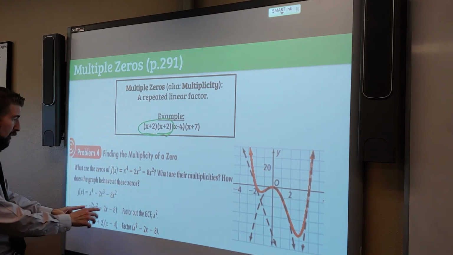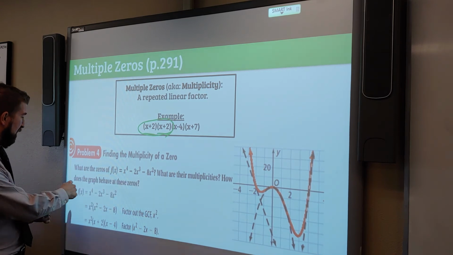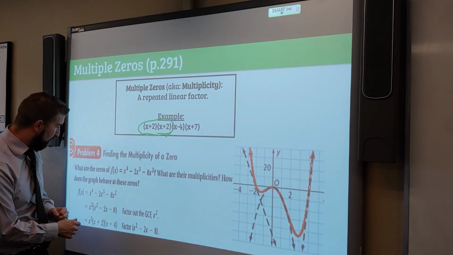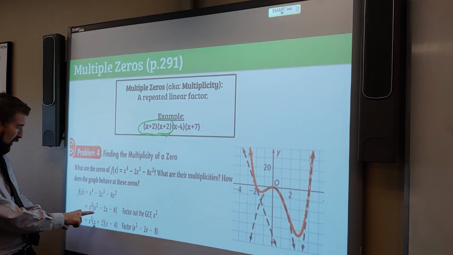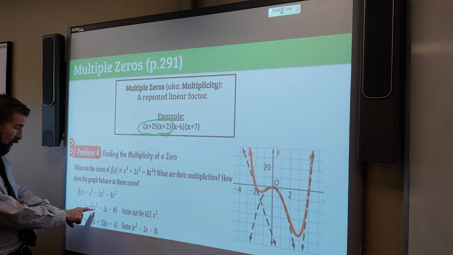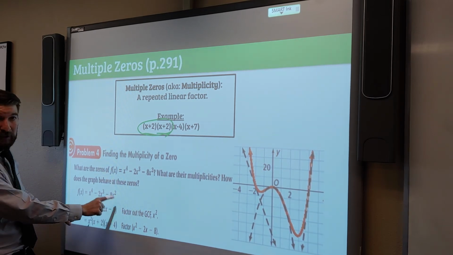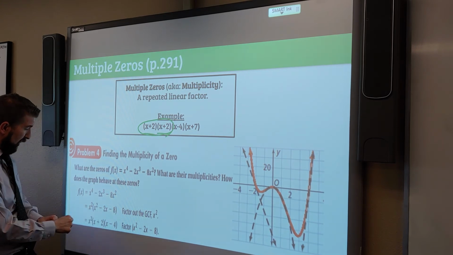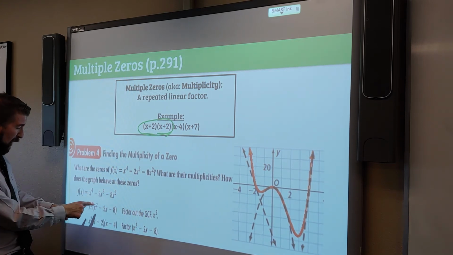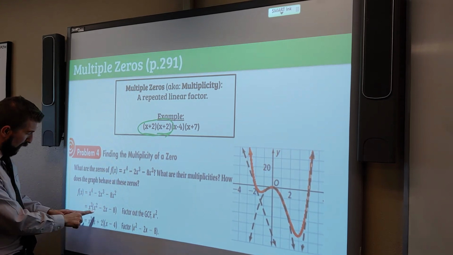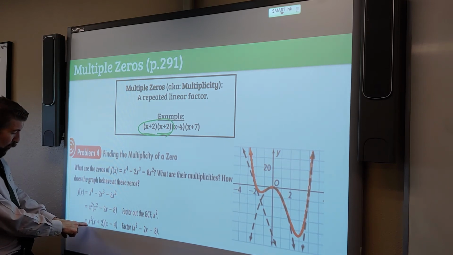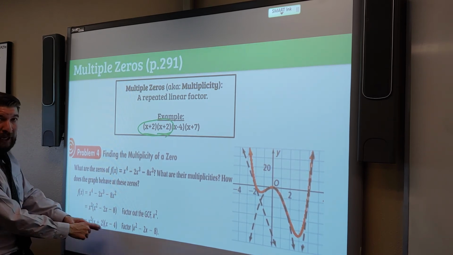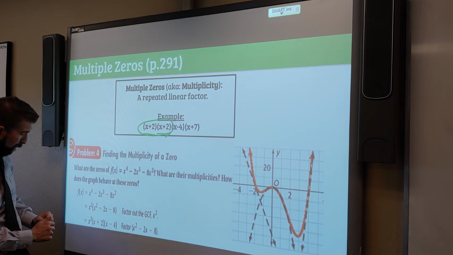So it says, what are the multiplicities? How does the graph behave at these zeros? And it wants you to find the zeros. So to find the zeros, you're going to factor out so that you get an x squared, x, and a constant, or just a number. So if you remove the x squared from this, take it out, you're left with x squared, parentheses, x plus 2, and x minus 4.